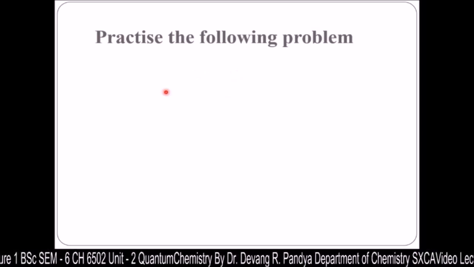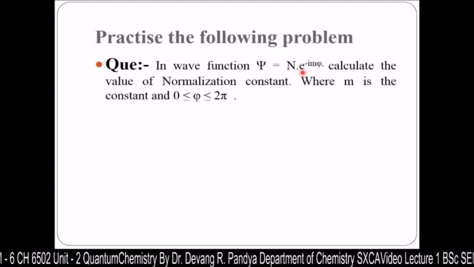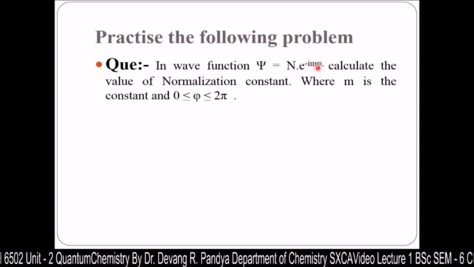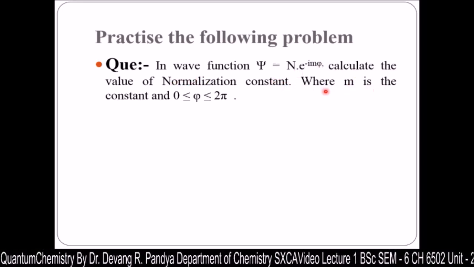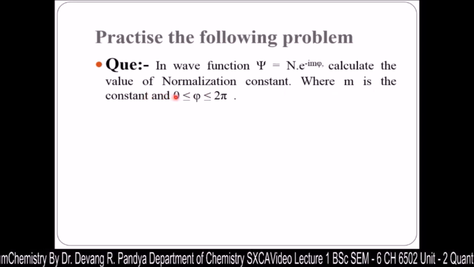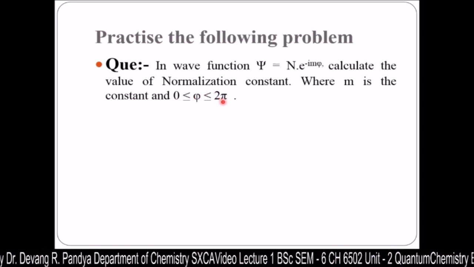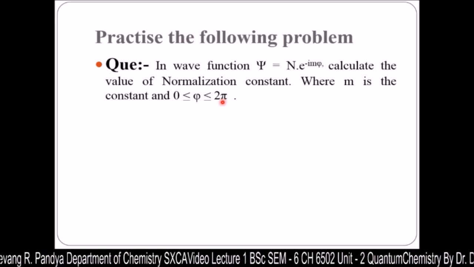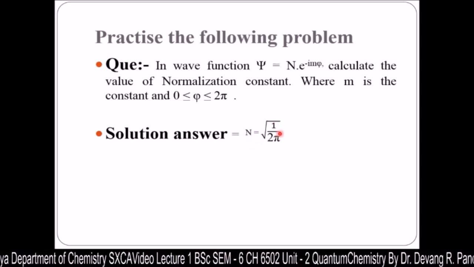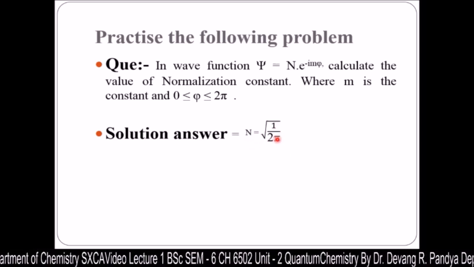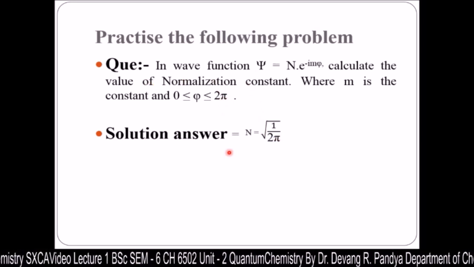Now practice this problem yourself. In the wave function psi is equal to n into exponential minus i m phi, calculate the value of the normalization constant n, where m is a constant and 0 less than or equal to phi less than or equal to 2 pi. When you do that calculation as I have shown you earlier, you will get the solution n is equal to under root 1 by 2 pi. So this is the problem for self-study. If you have any doubt, you may ask me in the email.